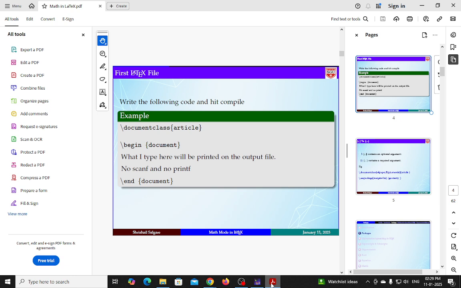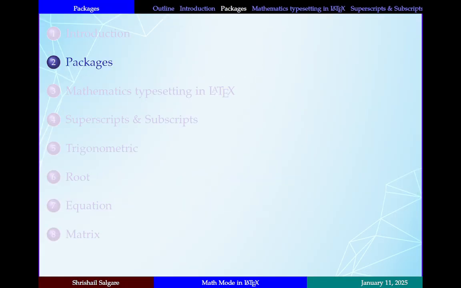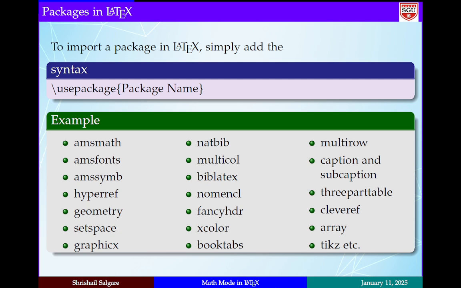So assume that you are prepared with the basic document using overlap. So shift to the next. Before proceeding to the actual mathematical parts, the next one, we are going to use the different packages in the preamble. So here are a few examples of the packages.